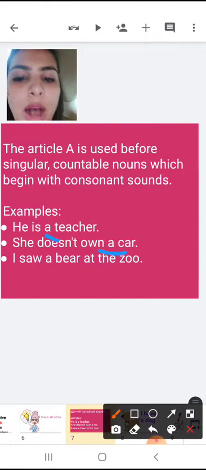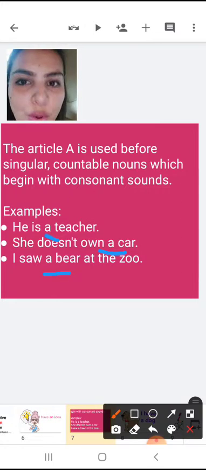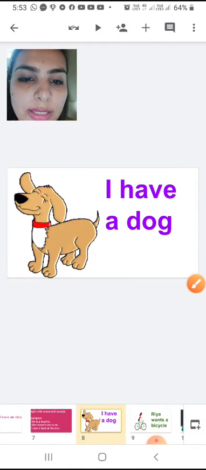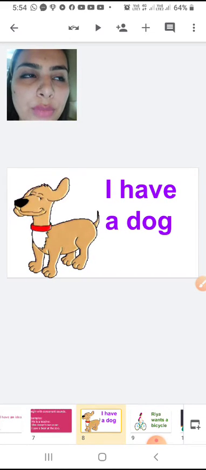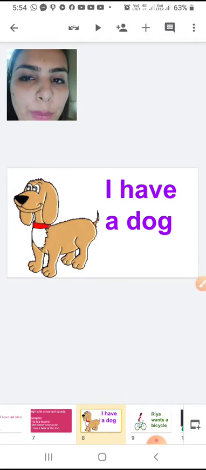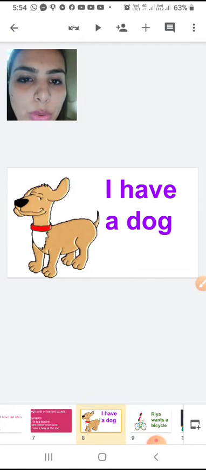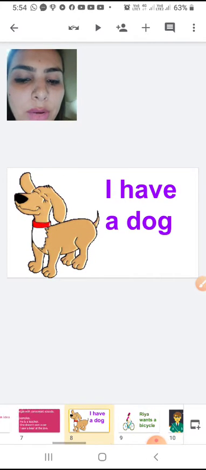Next is I saw a bear at the zoo. Here again bear starts with the letter B, so that is why we use a before bear, because B is a consonant. Next, I have a dog. Again we use a before dog because dog starts with the letter D, and D is a consonant. That is why we use a.